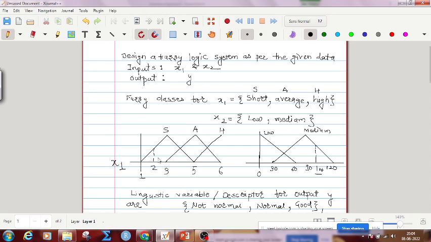So can you tell me which class it is in, x1? Is it in one fuzzy class or more than one fuzzy class? One fuzzy class. Yes, it is in one fuzzy class only, and that is short. And if you observe x2, it is again in only one fuzzy class. And what is that fuzzy class? It is nothing but medium. Let me just change the question.